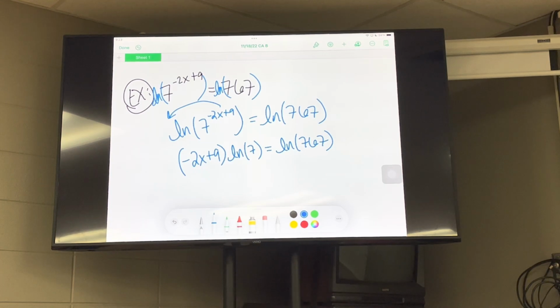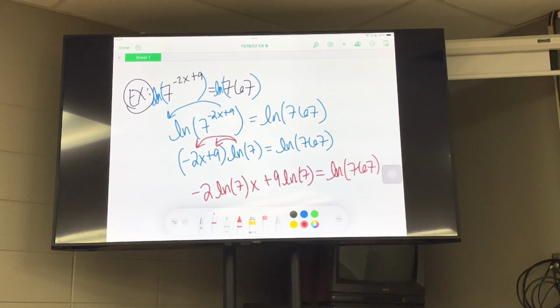Okay, so I see where x is. This time natural log of 7 isn't so easy, I can't just get rid of it because it's not going to be 1. However, I see this whole thing out in front and a natural log of 7, so a lot of you are inclined to distribute, so that's what I'm going to do, just start out by distributing. So we have negative 2 natural log of 7 times x plus 9 natural log of 7 equals the natural log of 767.